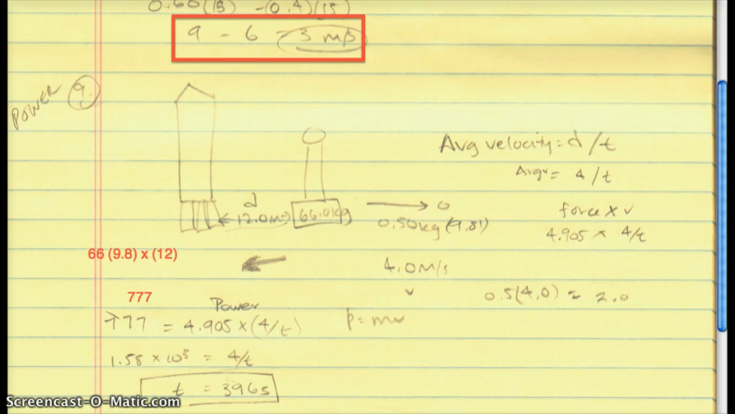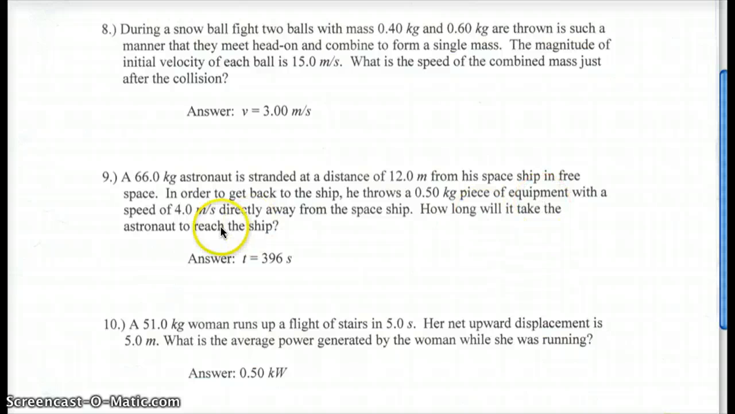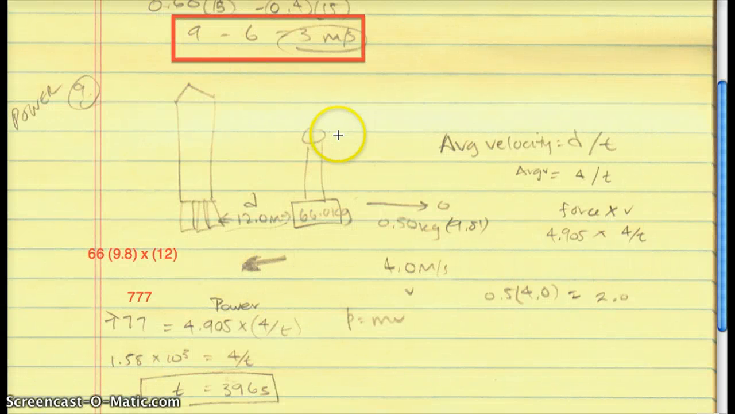And what we need to find is how long it will take the astronaut to reach the ship. Okay? So, to find out how long it will take the astronaut to reach the ship, we're first going to look at our distances. It's good to be able to know where we're going with this.